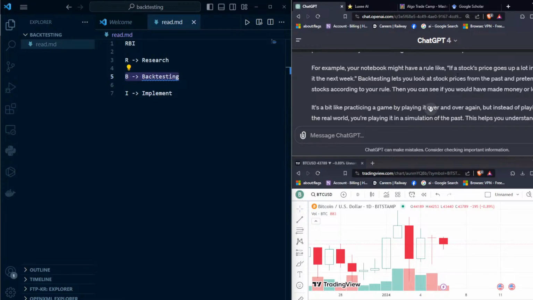So I think this is pretty obvious: you go back to the past and see how this trading strategy worked with other people. How did they use it? How did it do? Did it win? Did it lose? So this is the most important part. We can also ask, give me five analogies for backtesting.